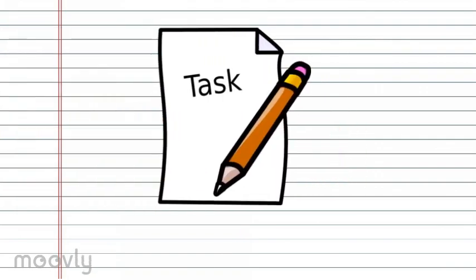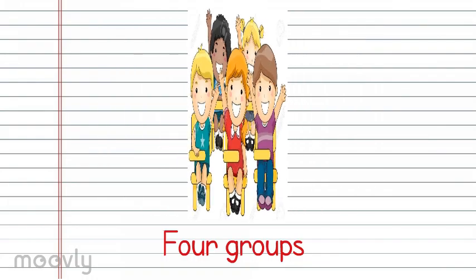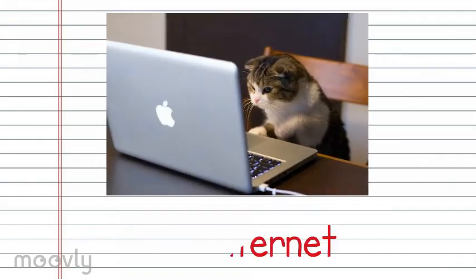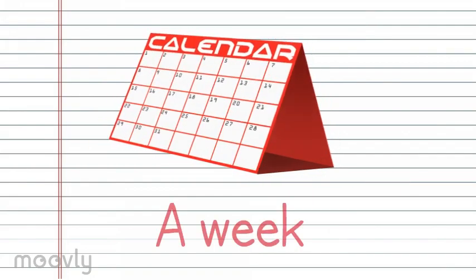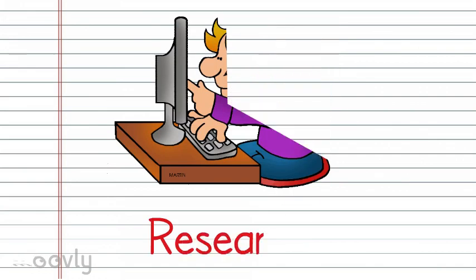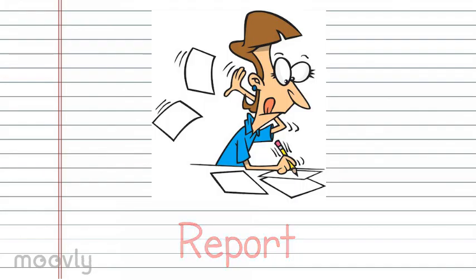On the 6th of April, the students were given a task. The students were divided into 4 groups, where each group was given a topic to research upon. The students were told to use different sources for their research. For example, they must use the internet. The students were given a week to conduct their research and to prepare their report for the topic area.